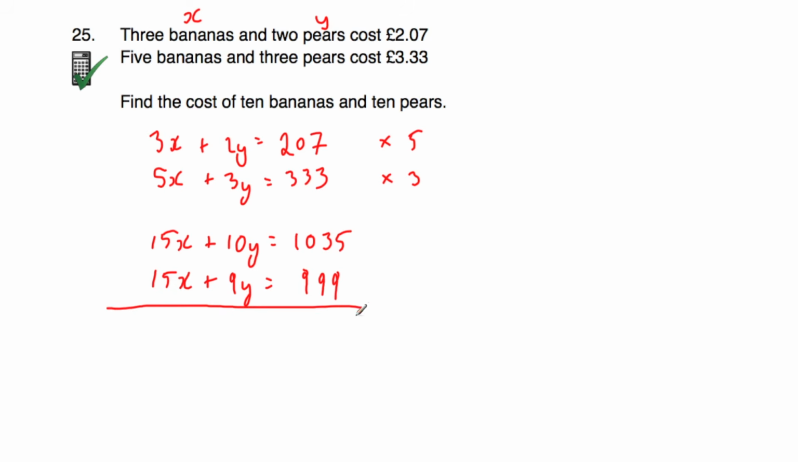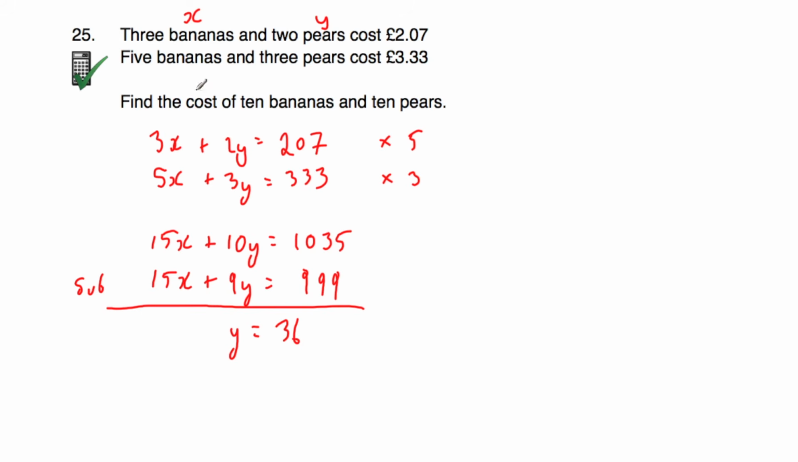Now what we're going to do is we're going to subtract them from each other. So I'm going to write sub. So 15x take away 15x, they cancel out. Then we've got 10y take away 9y, that's 1y or just y. And then we've got 1035 take away 999, that would be equal to 36. So that means that y, the cost of a pear, is 36p.